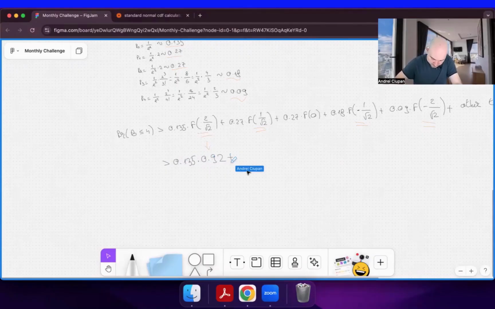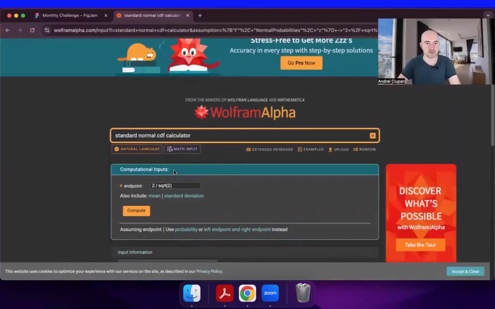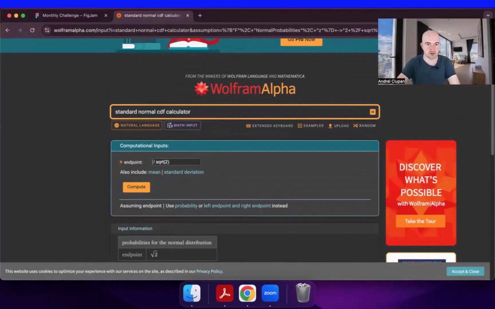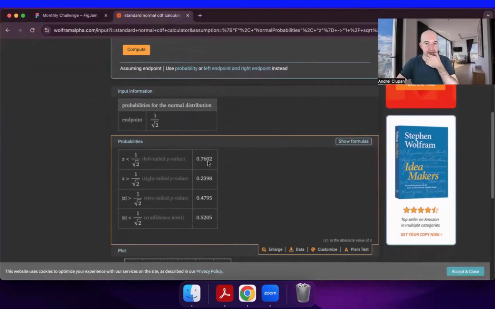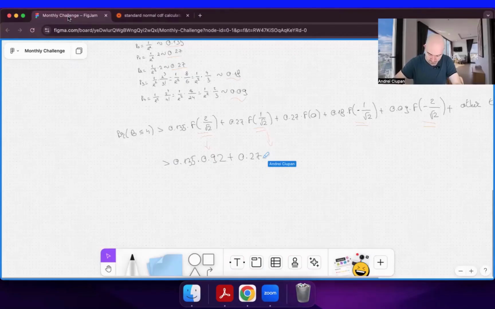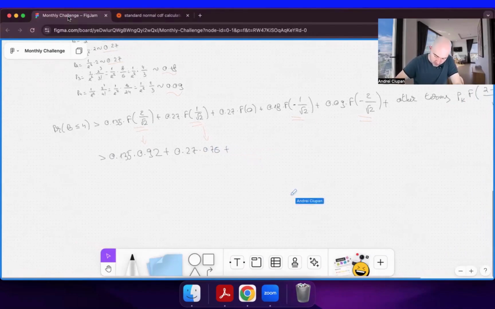Let's continue. Let's see what this probability looks like, f of 1 over square root of 2. No problem. We put it here: 1 over square root of 2. This is 0.76. Good. 0.27 times f of 0 is just 0.27 times 1/2. Okay, we know this.